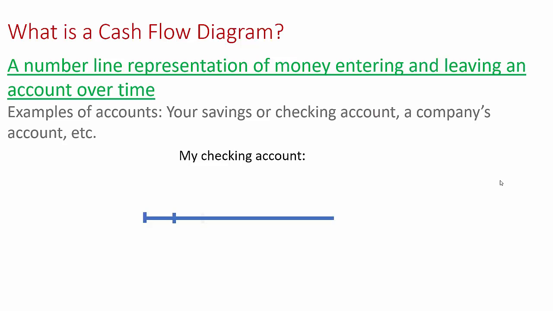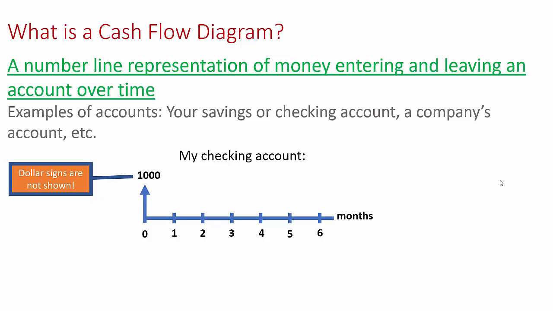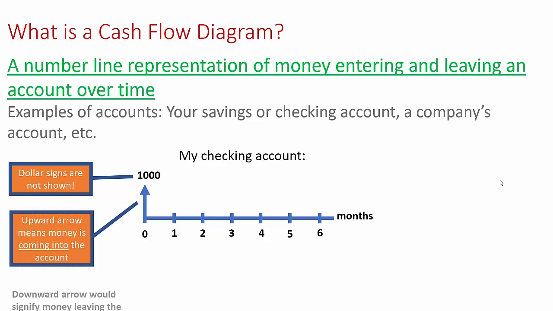So this is a representation of my checking account or your checking account. And I'm just going to list here 6 months. And this cash flow diagram signifies that $1,000 entered my checking account. So let's look at the various aspects of this cash flow diagram. Notice that dollar signs are not shown. That is implied. The upward arrow means money is coming into the account. A downward arrow would signify money leaving the account.